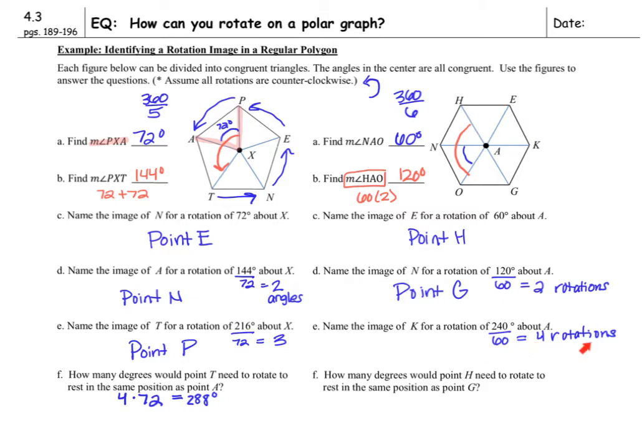That means 4 rotations. So if I'm starting at point K and I go 4 rotations counterclockwise, 1, 2, 3, 4, I would end up at point O.